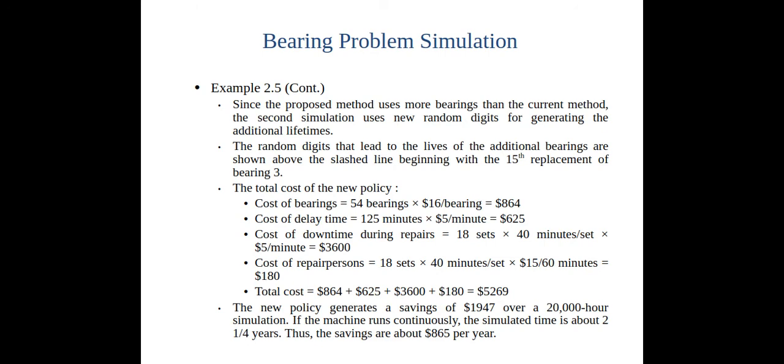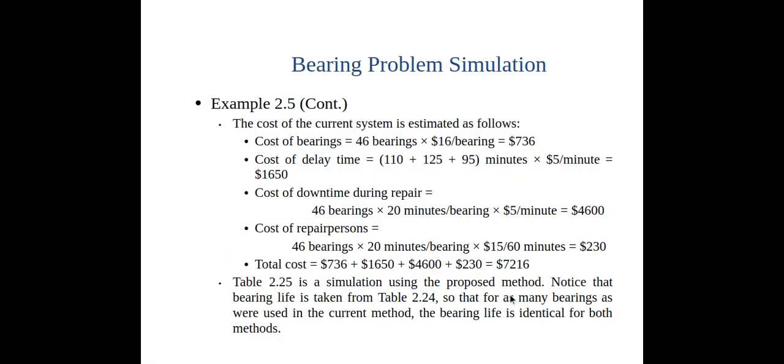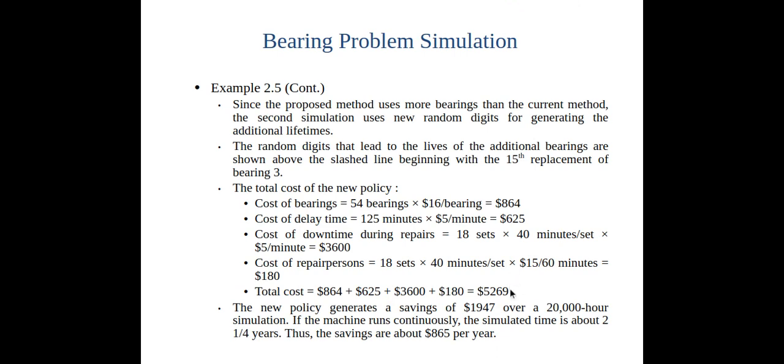So according to the simulation and calculation, if we change 3 bearings at a time, it costs 5,269. And if we change bearings according to the need, according to the failure, it will cost $7,216. So we find that the second proposal is more efficient, based on the simulation. Thanks.